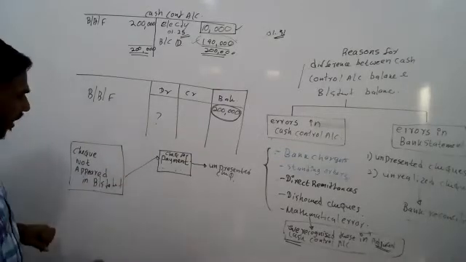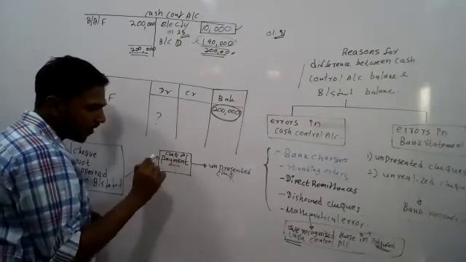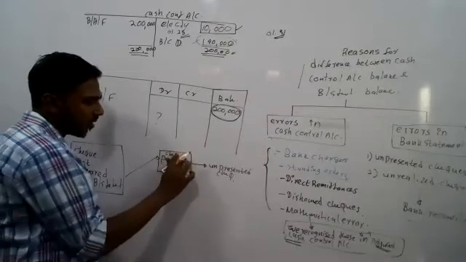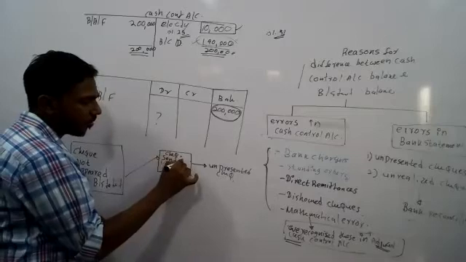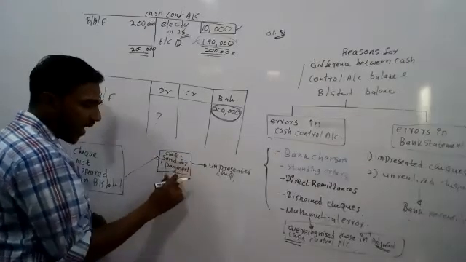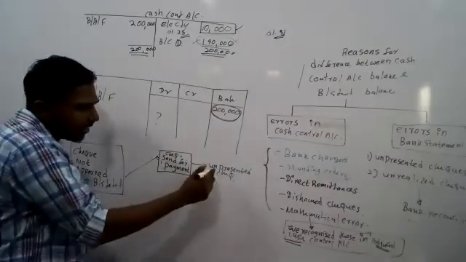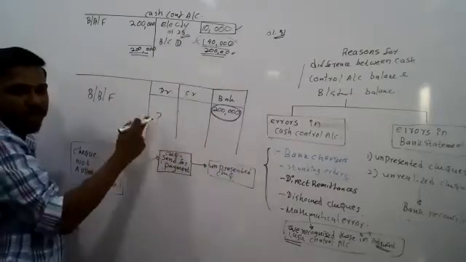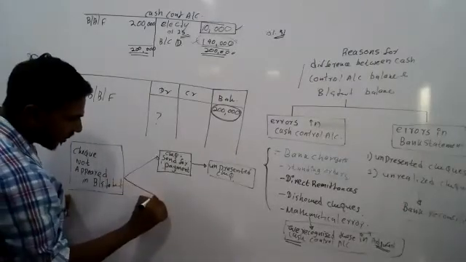But that check should be for payment. You send the check for payment. If the check is sent for payment but does not appear in the bank statement, it's called an unpresented check. See, this is sent for payment, not appeared in the bank statement. This is an unpresented check.